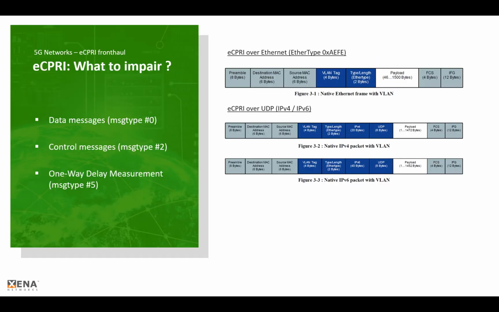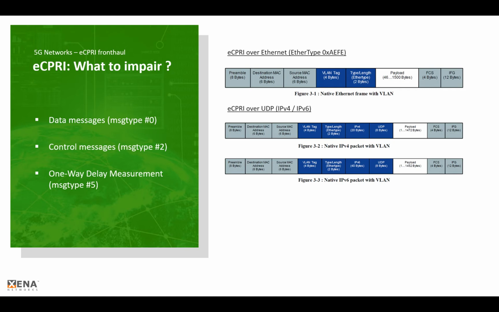Here we can see the U-plane and the C-plane encapsulation when transported over either native Ethernet, including VLAN, or over UDP and IP. At the top, we can see the encapsulation when eCPRI is transported natively over Ethernet. For this purpose, the IEEE has assigned EtherType AEFE. This illustration includes a VLAN, but as stated earlier, this is optional. However, keep in mind that the VLAN is one option for separating the C-plane and the U-plane data.